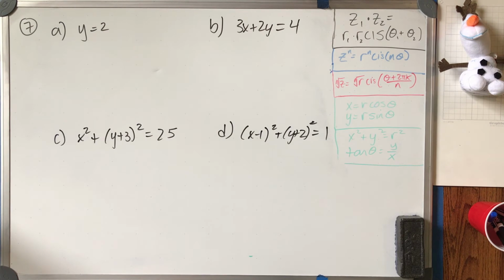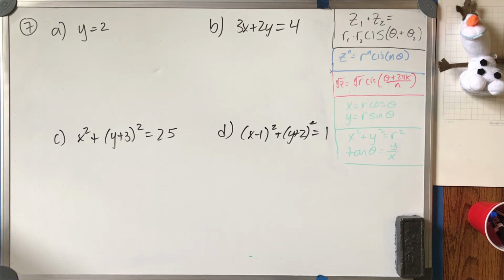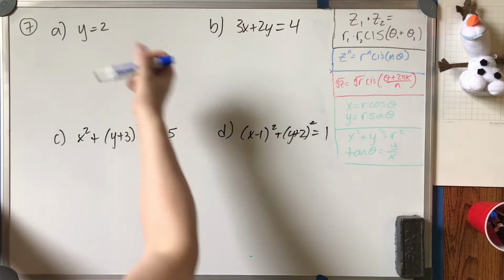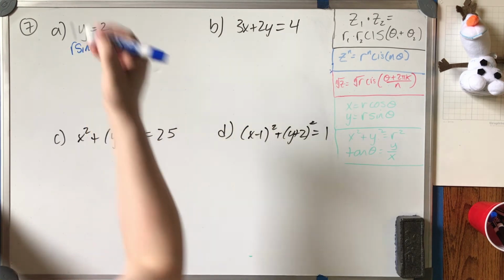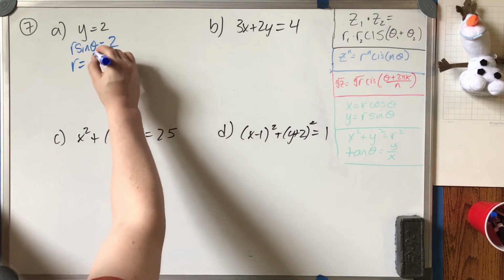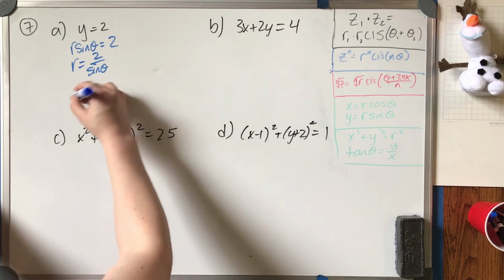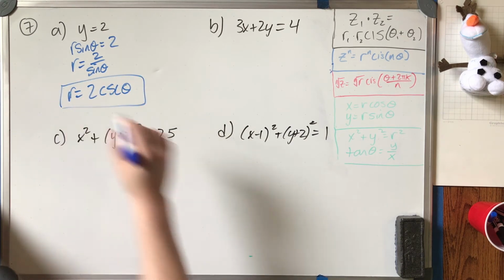Okay, 7, A, B, C, and D, we're given a rectangular equation and we want to convert it into polar. So again, I'm going to be using those sets of formulas over there. So y is really r sine theta, so I'm just going to rewrite this as r sine theta equals 2, and then we typically try to solve for r equals, so I'll just divide the sine to the other side, so that's 2 over sine theta, and we can rewrite that as 2 cosecant theta.